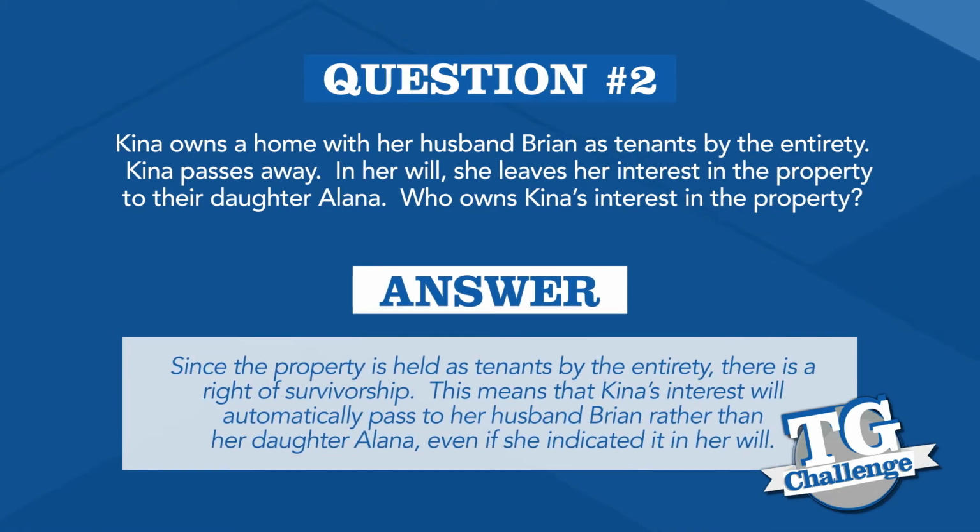Since the property is held as tenants by the entirety, there is a right of survivorship. This means that Kina's interest will automatically pass to her husband Brian, rather than her daughter Alana, even if she indicated it in her will.